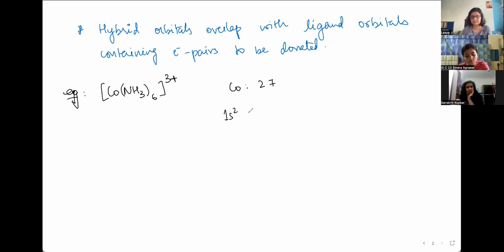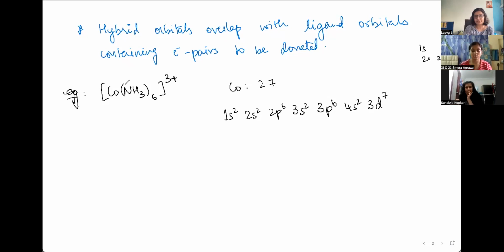1s2, 2s2, 2p6, then 3s2, 3p6, 18. Remember the Moeller diagram: 4s2 and 3d7.